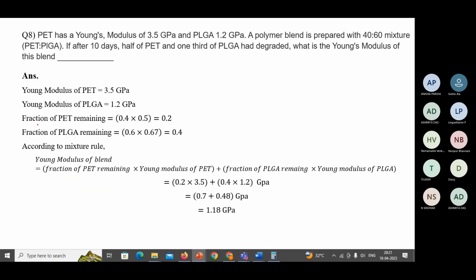For that, the fraction of PET is considered as half. If half is degraded, the remainder will be half. So 0.4 times half, so the value comes as 0.2. The second one is one third of the PLGA has degraded. If one third is degraded, the remaining will be 1 minus 1/3.